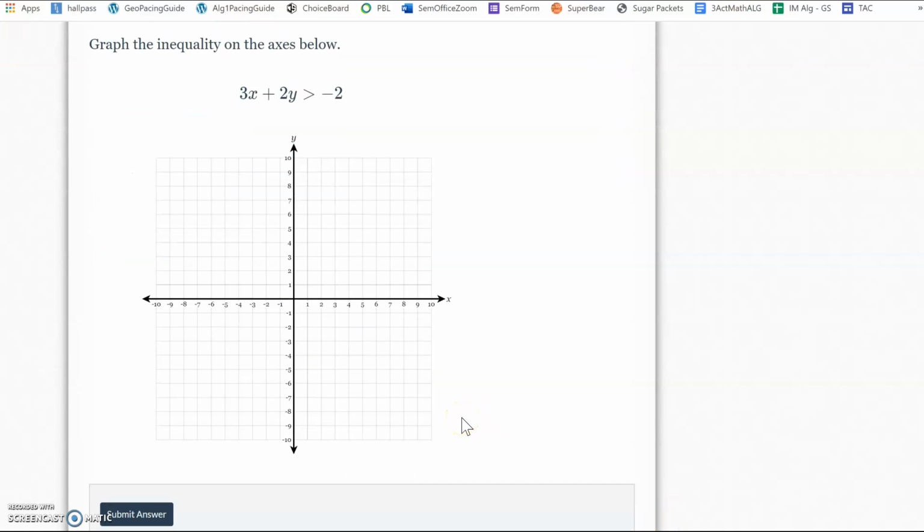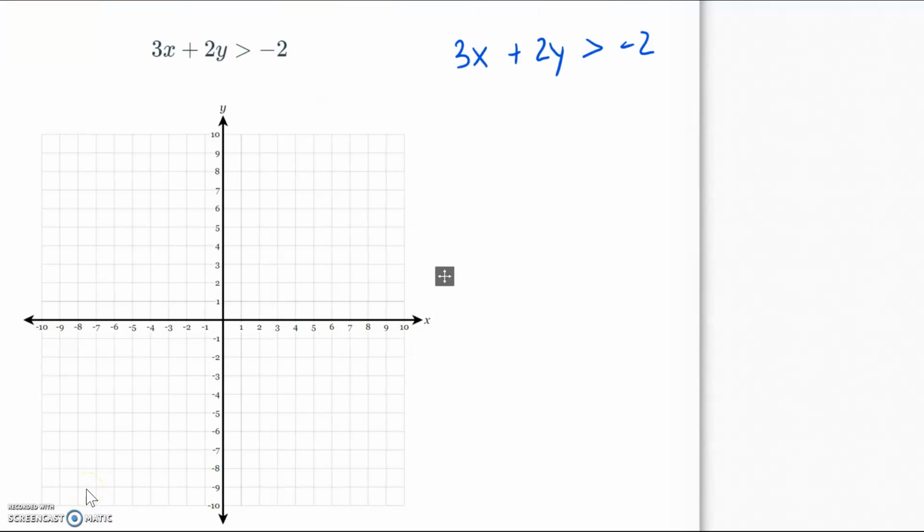Alright, so here's our first question we're going to look at. 3x plus 2y is greater than negative 2. Now before we can graph this, we need to make sure it's in slope-intercept form. You guys can see this is not in slope-intercept form. We need y by itself. Take a minute, pause this video, and see if you can solve it for y, and then resume once you've done so. Okay, let's see if you solved it the same way I did.